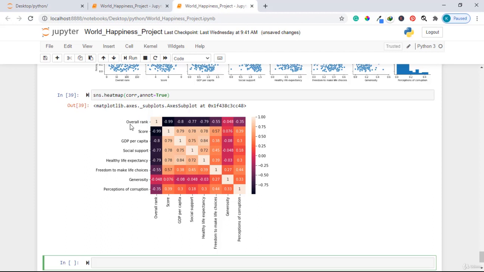We have the same kind of structure, but now it looks cleaner and more beautiful. We leave these ones because, for example, overall rank corresponds to overall rank with 1, so you don't pick this one. Here we are interested in the score, and we do not pick the overall rank and score itself. So the ones we are going to pick are GDP per capita, social support, healthy life expectancy, and freedom to make life choices.